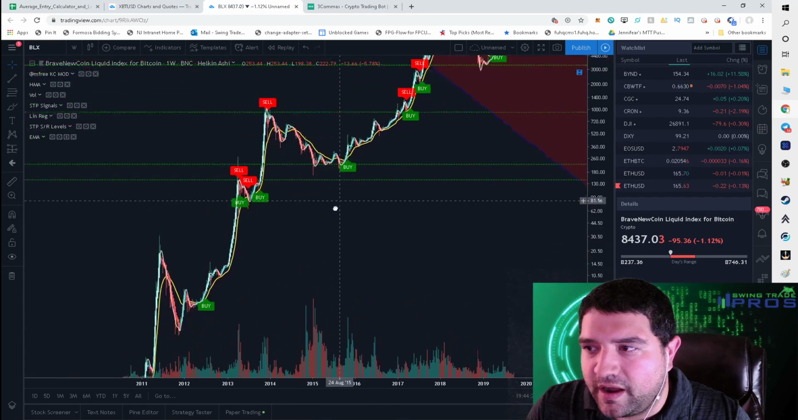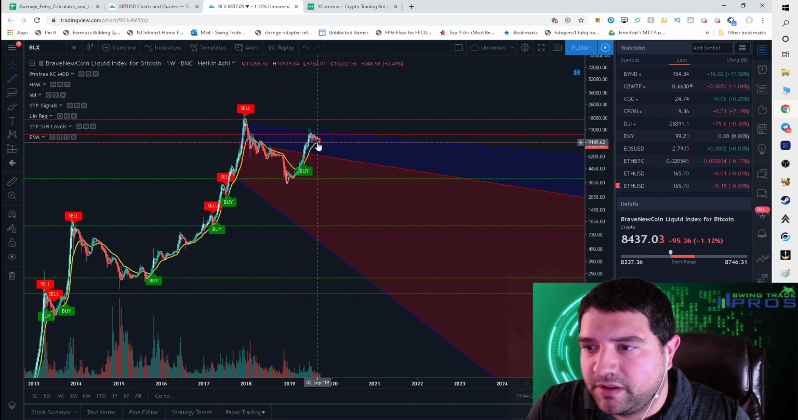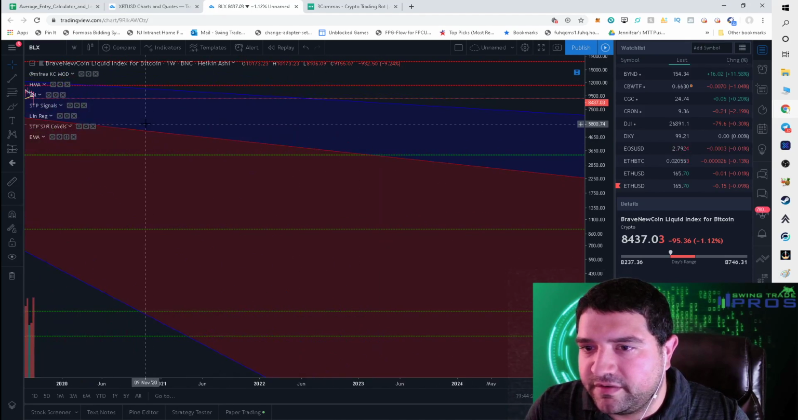So I'd really like to see this thing not close below 9,400. That's the really big area for the 20 EMA.